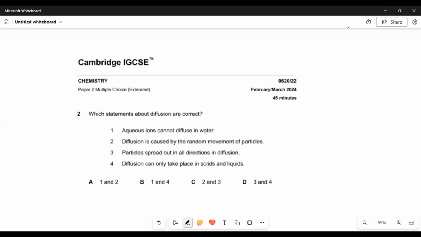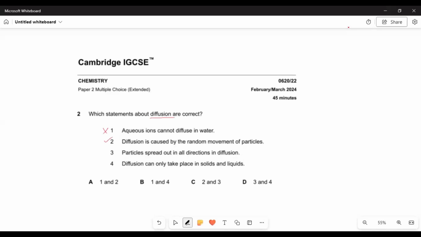This is question number 2. Which statement about diffusion is correct? Diffusion is the spread of molecules or ions or atoms. So aqueous ions cannot diffuse in water. It is wrong. They can diffuse. Ions can diffuse in solution or water. Diffusion is caused by the random movement of particles. Yes, it is correct.